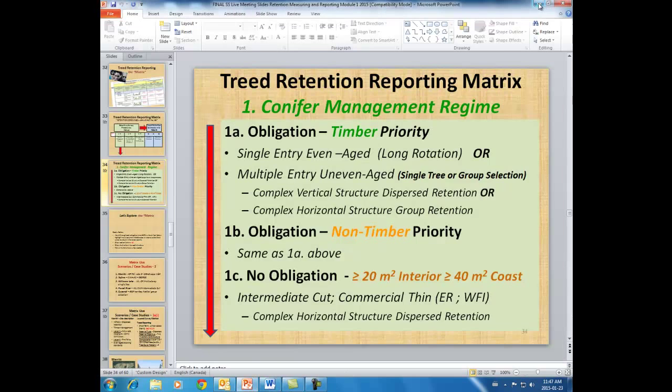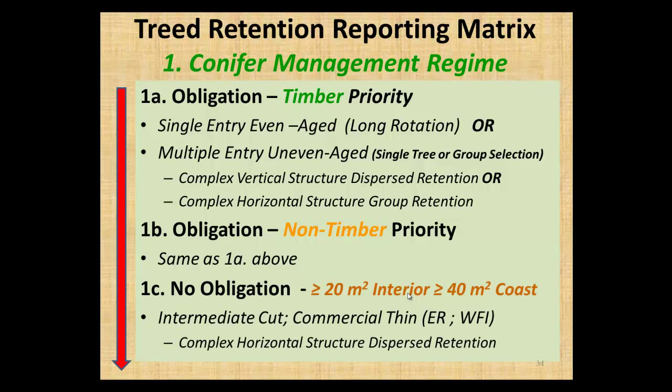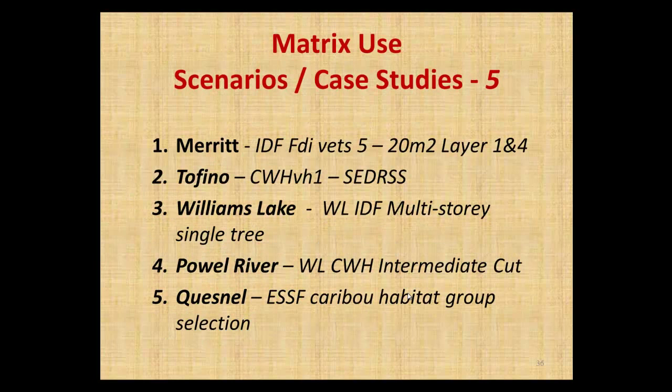We'll go back to the slideshow, and I'm going to work through five examples, basically 5 case studies. So here's the case study scenario part. Our first one's going to take you around the province. We're going to go into Merritt, IDF, interior fir, VETS, 5 to 20 square meters left in the overstory, and there's layer 1 and layer 4 in the block. Our second case study is going to be Tofino, CWH, VH1. Ooh, it's wet out there, guys.